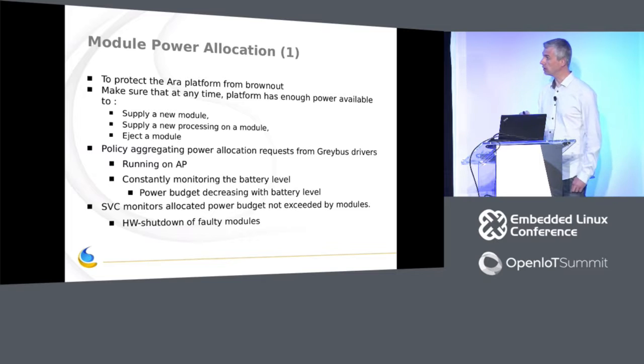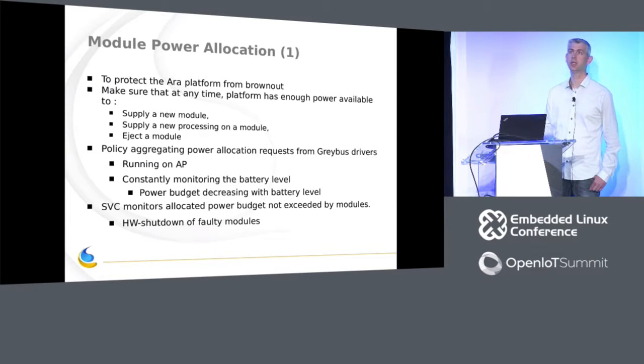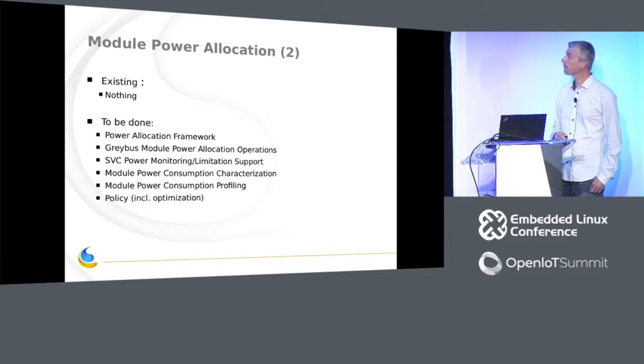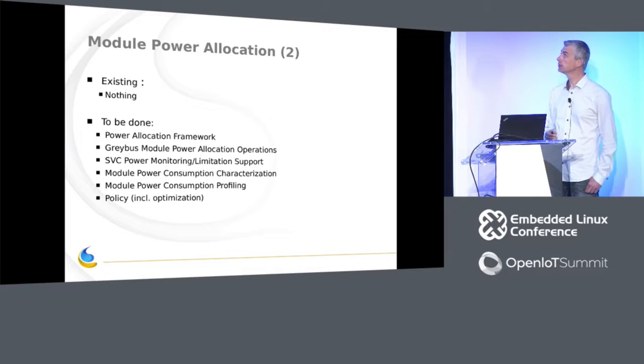And that's why we have also put in place mechanisms to constantly monitor the power consumption of a module. And if a module exceeds the power it was allocated, it is immediately shut down to avoid any disruption. In terms of effort, we started from scratch. What had to be done is to define this whole module power allocation framework, add the support in Greybus by defining new operations, and add support in the SVC because it does part of the job. And then, a module vendor may also need to characterize the power consumption of its module so that it can advertise to the module power allocation policy how much power it requires. The final step will always be the optimization of the policy.